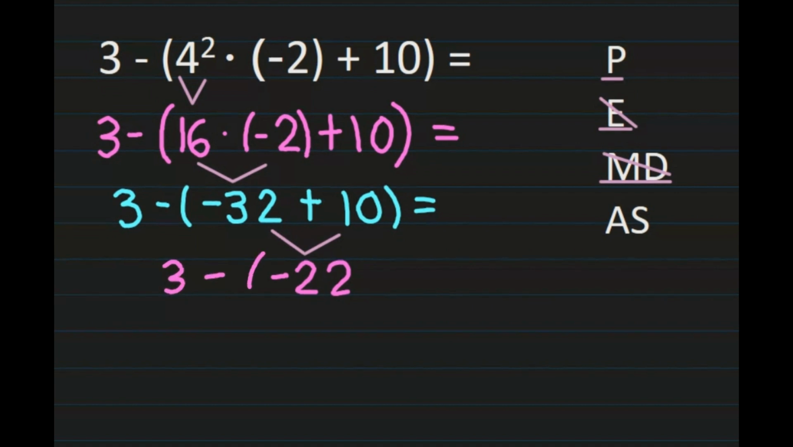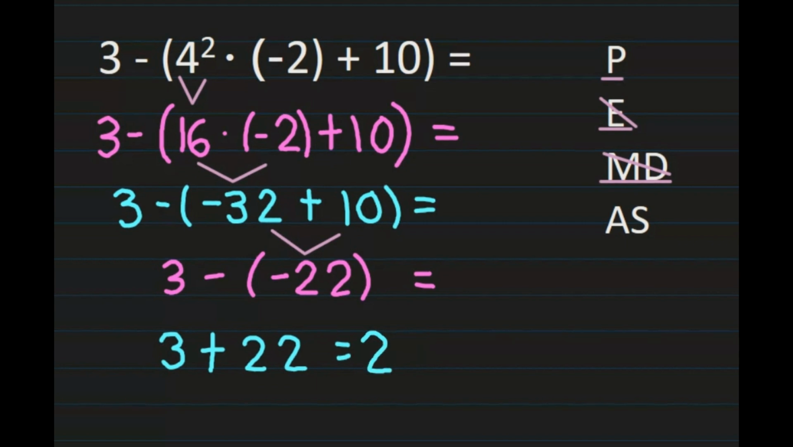Then I'm going to write in the rest of my problem, noticing that I'm subtracting the -22, so I'm going to want to put parentheses around -22. Now I only have one step remaining, 3 minus -22. And remember, if I'm subtracting integers, I keep the first number, I change my subtraction sign to addition, and I change the sign of the second number. So the -22 will become a +22. So my final step is 3 plus 22, and 3 plus 22 is 25.